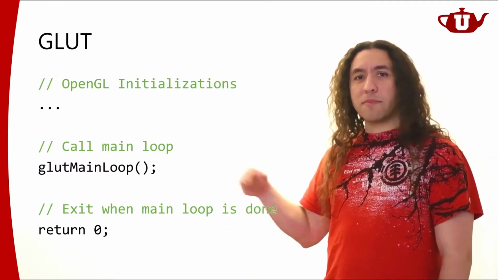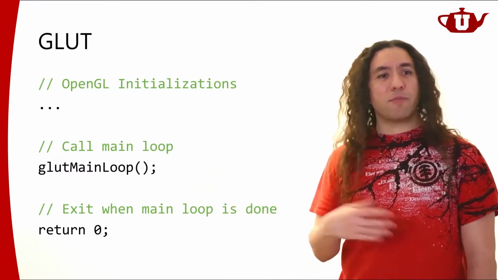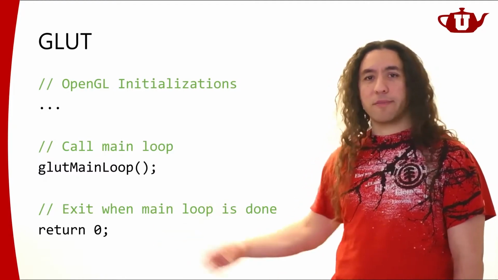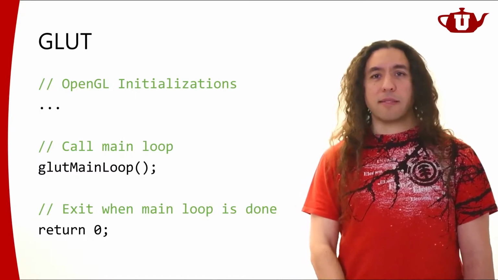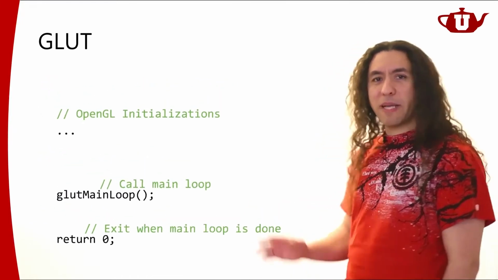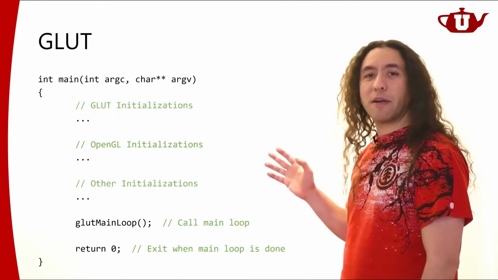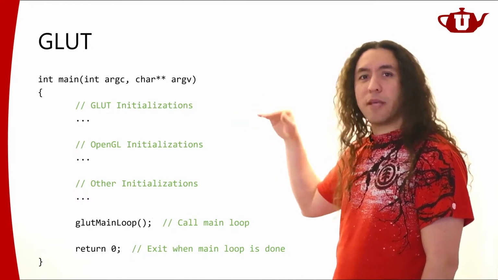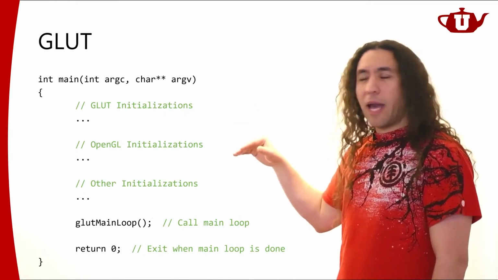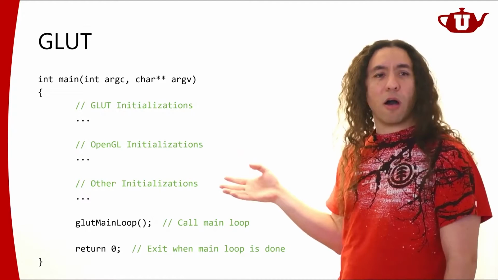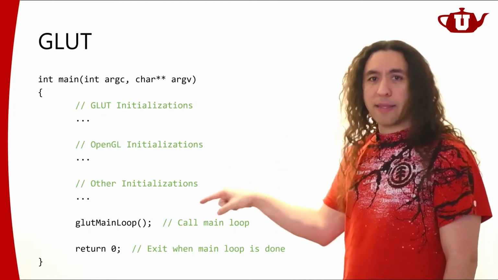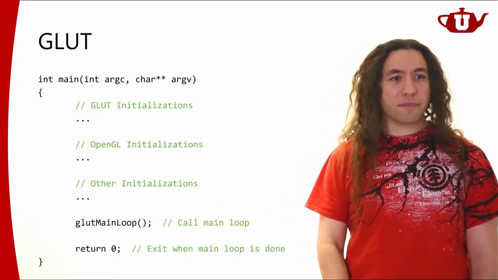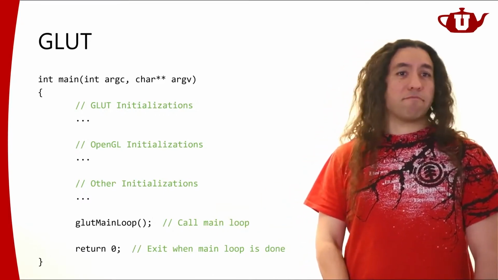All right, once the glutMainLoop exits, you know that your program has done its job. You're ready to quit, and here you can just exit, returning whatever you want. So basically this is your main function. I have the GLUT-related initializations, OpenGL-related initializations, and whatever else I need to do to initialize my software, and then I call the glutMainLoop. And when I'm out of the main loop, I'm done. Okay, that's how it works.